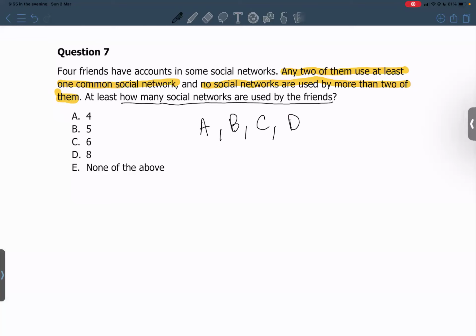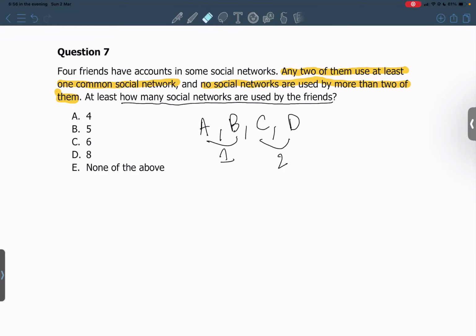And for the second statement, they state that no social network is used by more than two of the friends. So it means that one social network, for example social network number 1, can only be used by 2 friends, not 3 or 4. For example, AB will be using the first one, CD will use the second one, and BC can use the third one, like that.